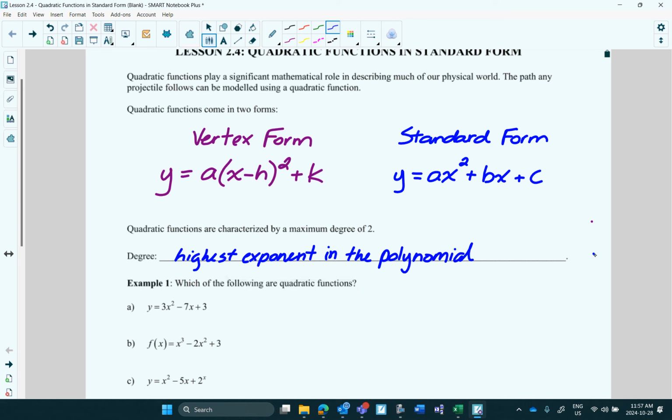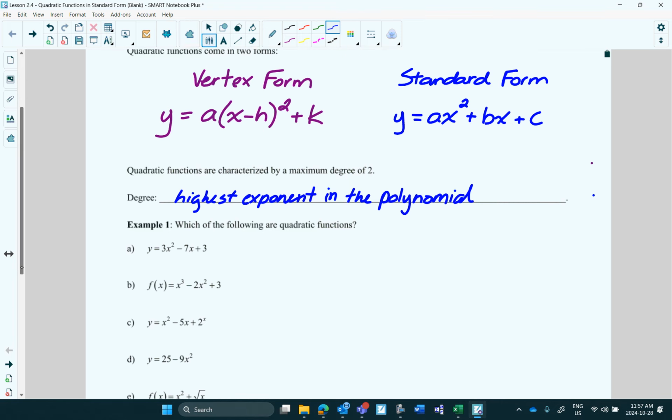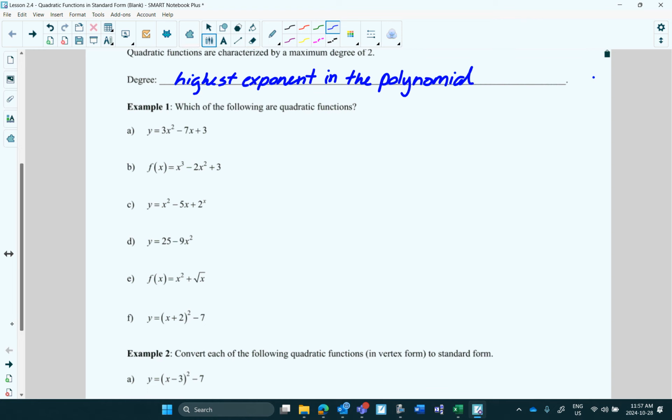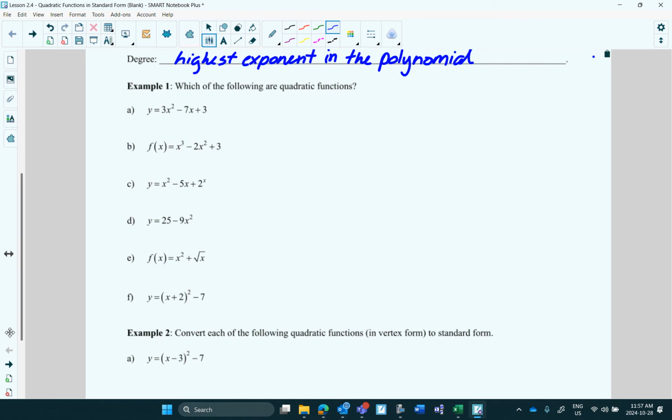Next year in grade 12, we're going to look at what third degree functions look like, what fourth and fifth look like, because they take on different shapes. Okay. Now remember, for a quadratic function, the highest exponent is 2. And you can't have any fraction exponents or negative exponents.